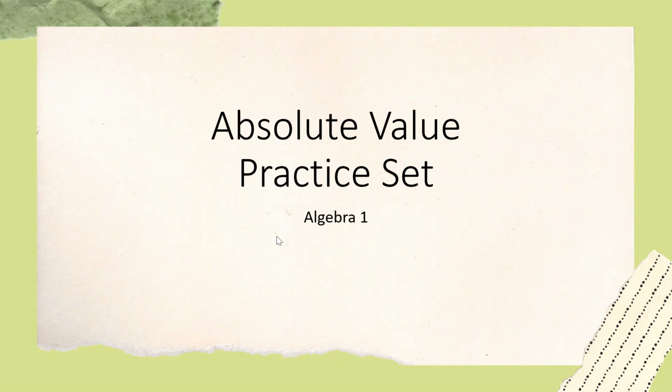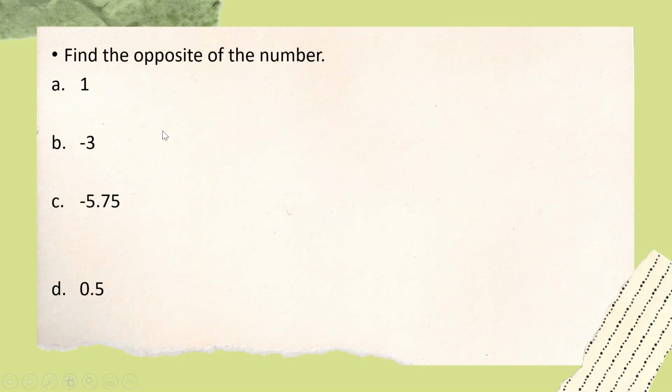So let's get started. For the first problem, we're asked to find the opposites of these numbers. Now would be a good time to reference the previous lecture and, off to the side, write down the definition of opposites. Remember, opposites describe two numbers that are equally distanced from zero and are on different sides of zero.